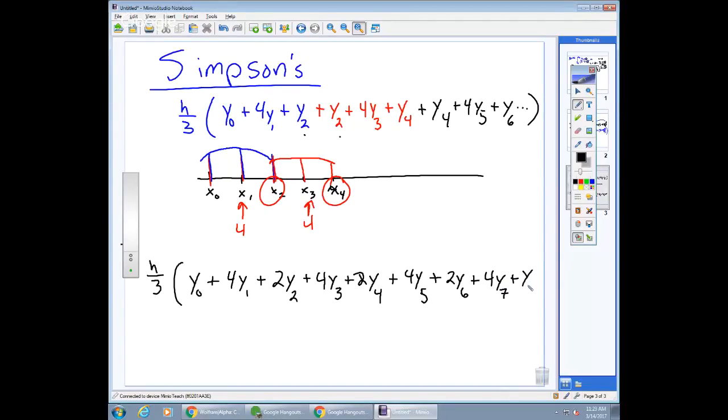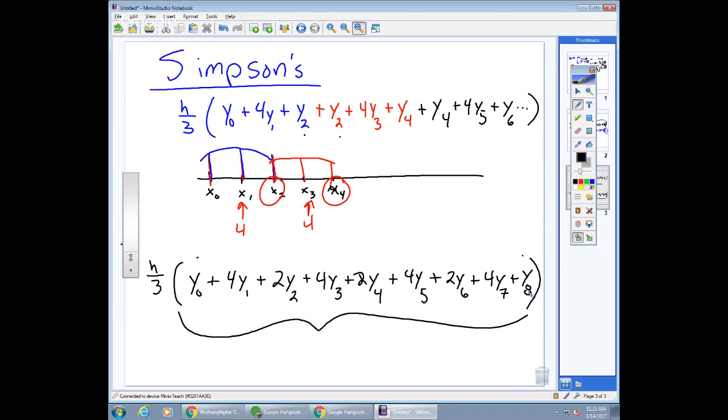It only gets used once. So the pattern is the first and last get used once. Otherwise, it starts with a 4 and then goes 2, 4, 2, 4, ends with a 4, and then finally a 1. So we always get that pattern. And so we can use a spreadsheet to pull that off.